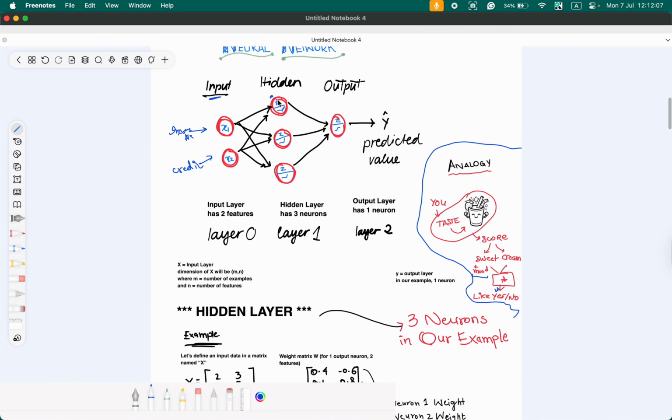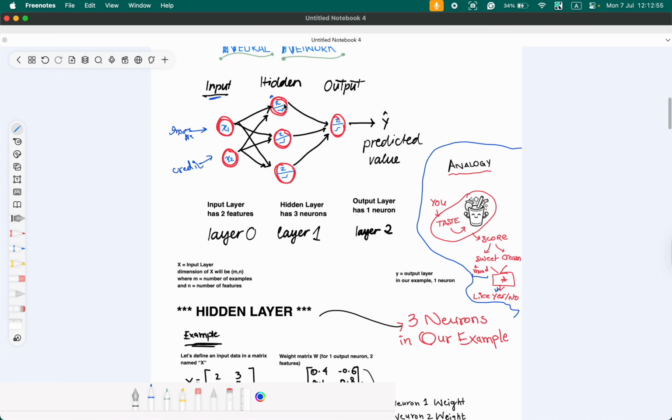We will have 3 neurons in the hidden layer and 1 in the output layer. So the structure is: input layer has 2 features, hidden layer has 3 neurons, output layer has only 1 neuron. Each of the 3 neurons is connected to both inputs. This one is connected with this one as well as this one. This second neuron is connected with this and this one. And finally, this third neuron is also connected with x1 and x2.